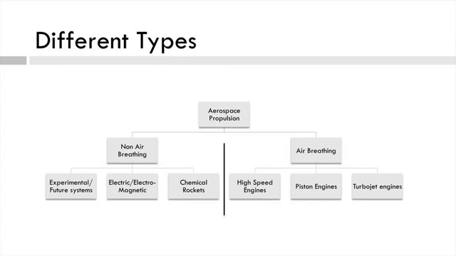So you can see that under air breathing, we've got high-speed engines, piston engines and turbojets. Non-air breathing, experimental and future systems, electrical and electromagnetic, and the chemical rockets. There are more than this. This is not an exhaustive list, but at this stage we'll consider these.